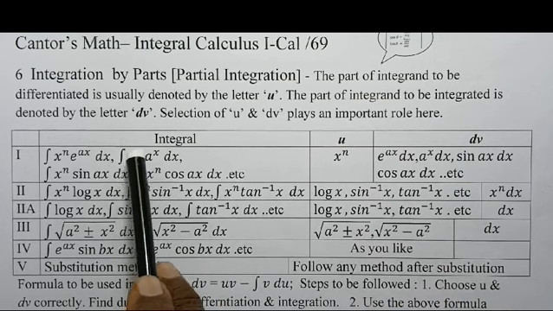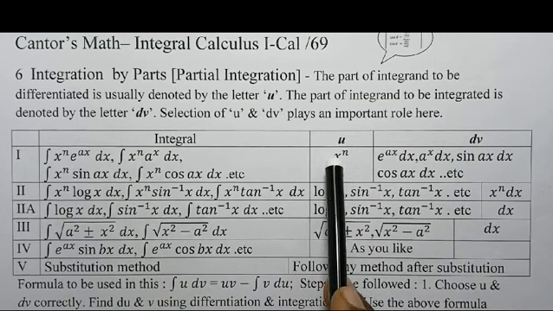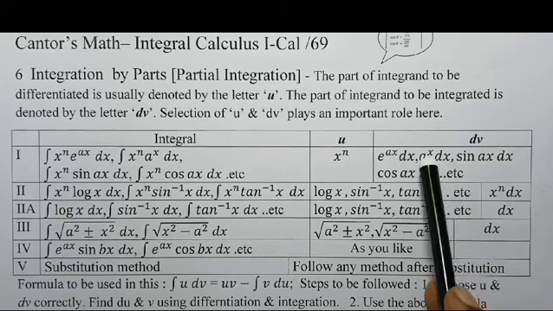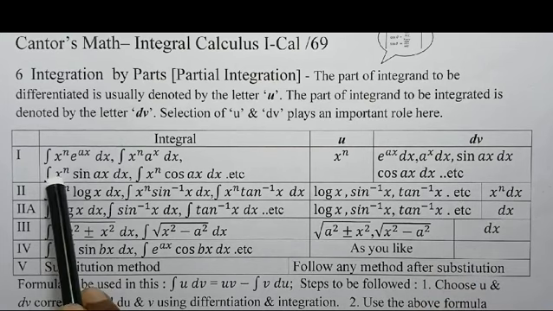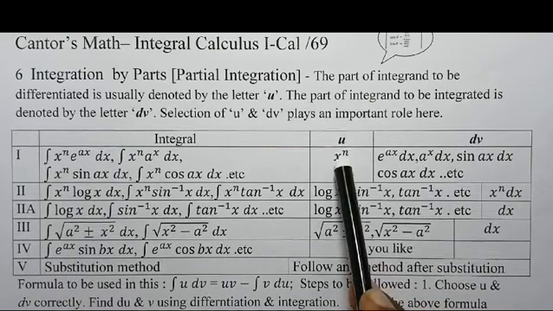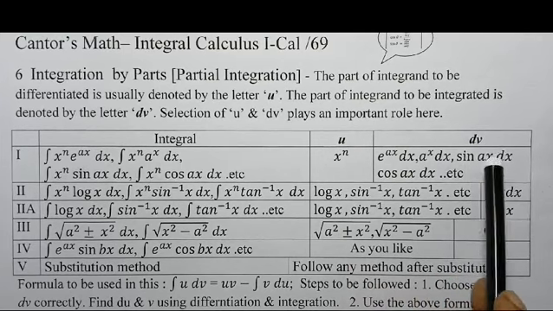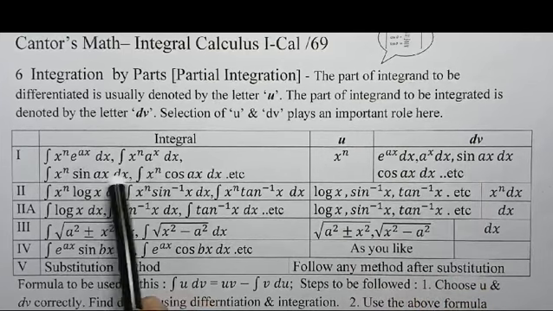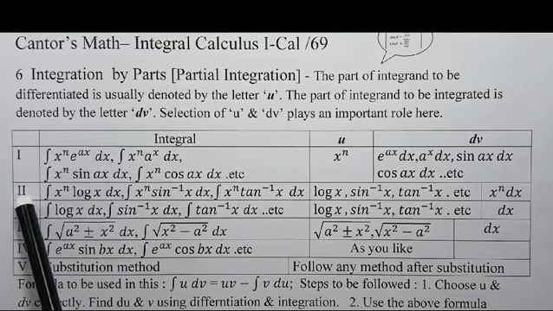Next, the second one, integral x^n a^x dx: take u as x^n and a^x dx as dv. The third one, x^n sin ax dx: you take u as x^n and dv as sin ax dx or cos ax dx, these two. Now come to type 2.